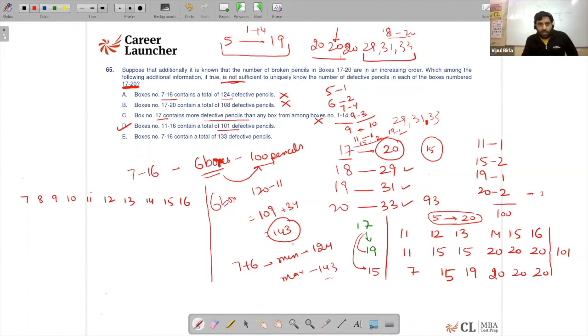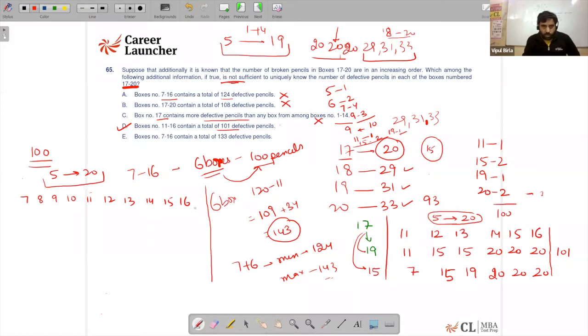We had seen that the mid range is going to be 124 to 143 basically. So let's try and see which all possibilities can be there for this. I know these bags contain right from 100 pencils for 7 to 16, so the number of defective will vary from 5 to 20. 5 to 20 basically. So we are looking out for all the options which are there.